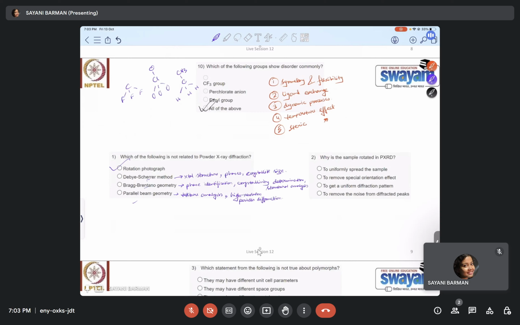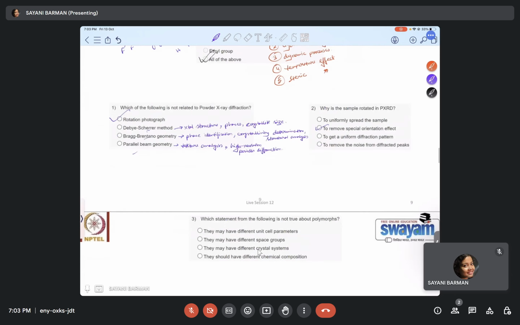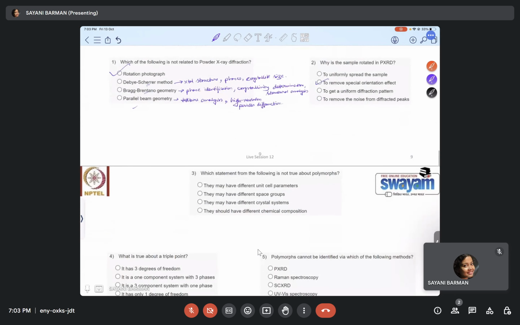Now, the next question is: why is the sample rotated in PXRD? It's to remove the spatial orientation effect. We also call it preferential orientation. To remove that, we rotate the sample in PXRD so that X-rays can come from most of the angles.